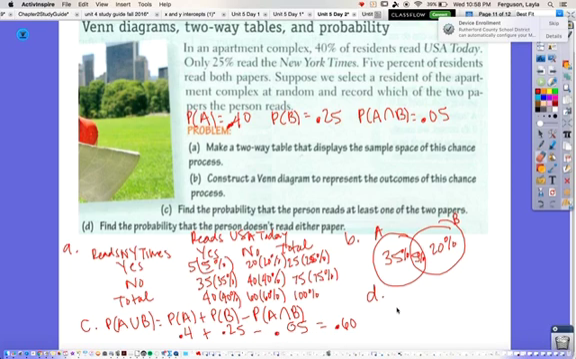D asks us to find the probability that the person doesn't read either paper. So if I was finding the complement, this would look like probability of A complement and B complement. So if I'm thinking about this, this would be anybody that was not in the A circle or in the B circle.